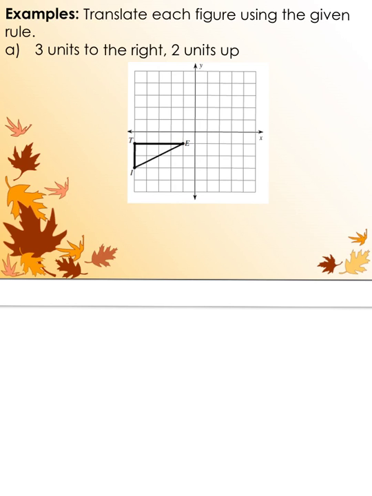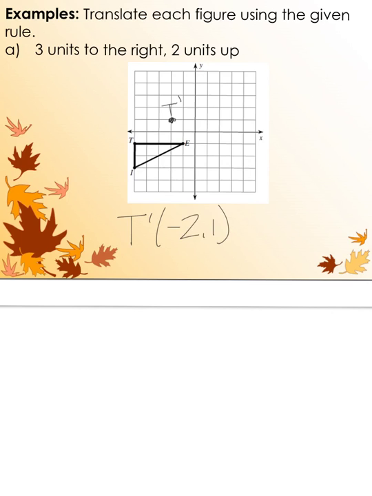I just tend to start in the upper left corner, but it doesn't matter. So I'm going to start with T, and the directions say 3 units to the right, 2 units up. So I'm going to go 1, 2, 3, then go up 1, 2. So T prime is going to end right here. And remember, we label them, putting the little prime next to it, that apostrophe. And then we're also going to label at the bottom what T prime actually is. So T prime falls at -2, 1.